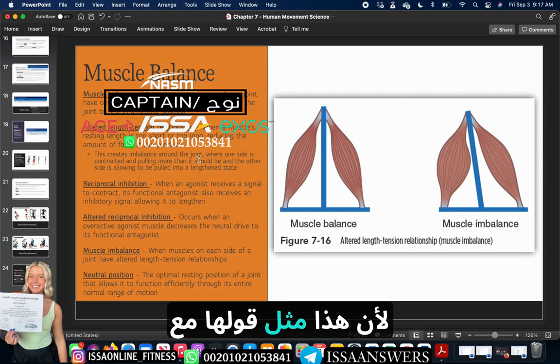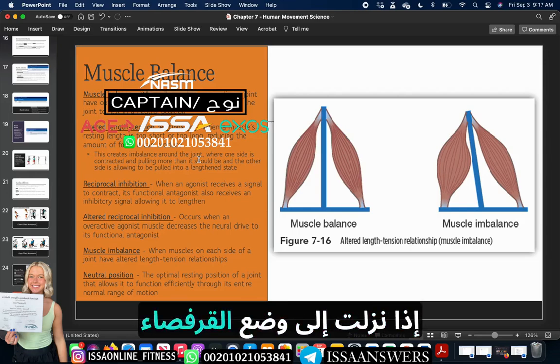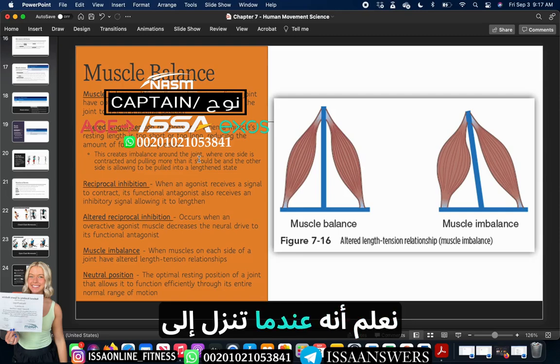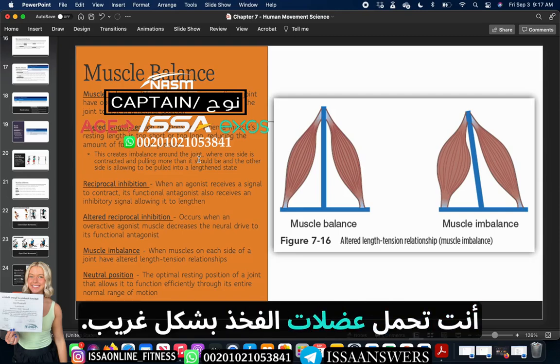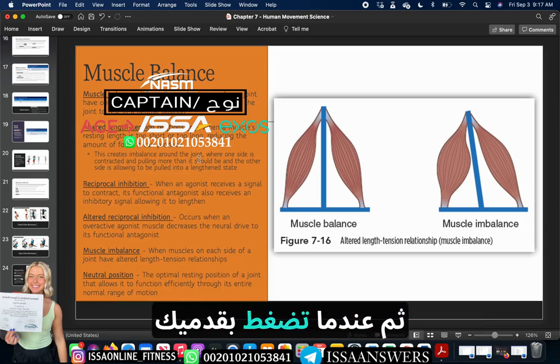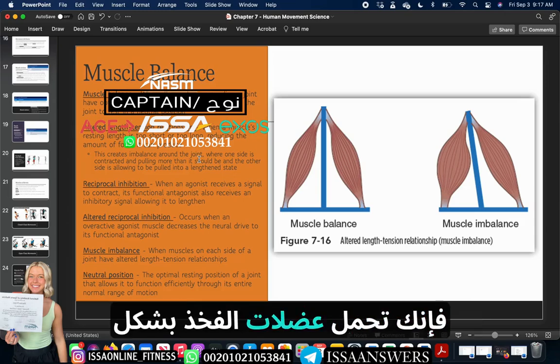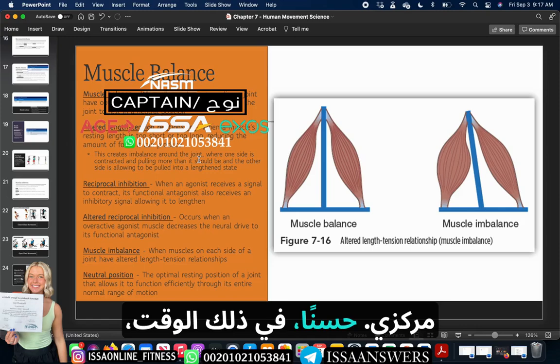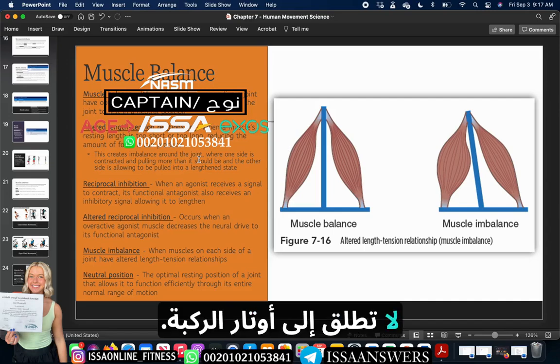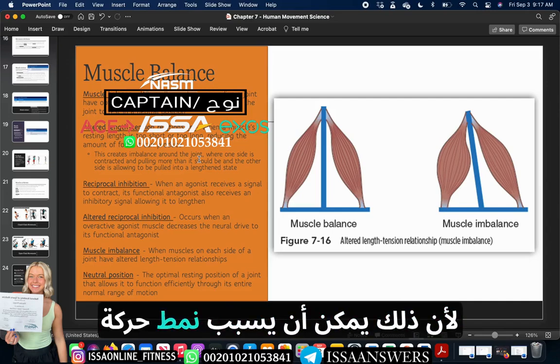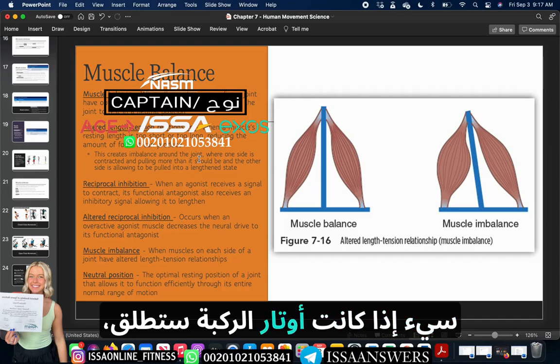Because, with good reciprocal inhibition, if you go down into a squat position and stand back up, we know that as you squat down, you're eccentrically loading your quads, and then when you press your feet into the ground and stand up, you're concentrically loading your quads. Well, at that time, we are sending inhibitory signals, or do-not-fire signals, to the hamstrings, because it can cause a bad movement pattern if those hamstrings were to fire up.